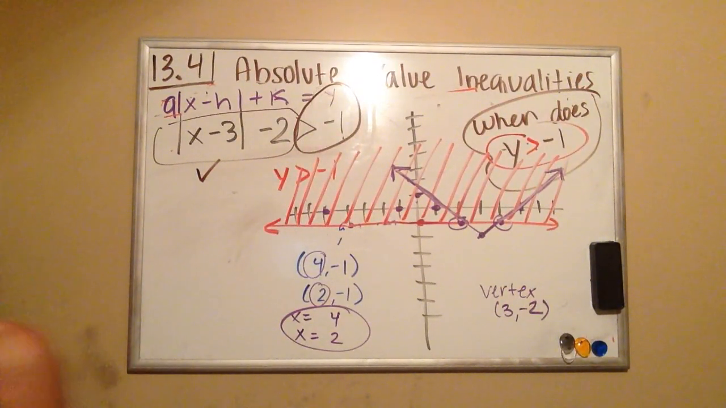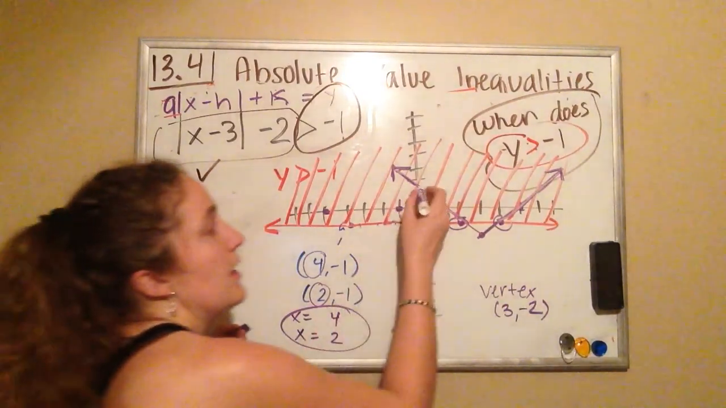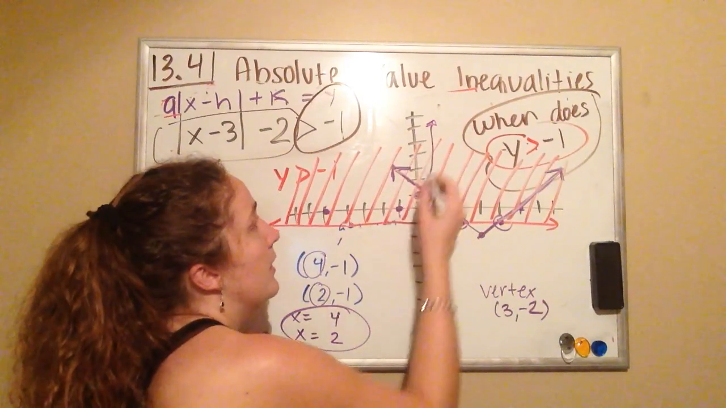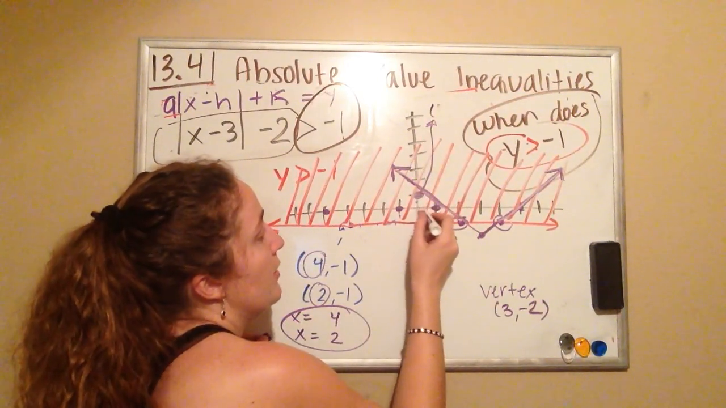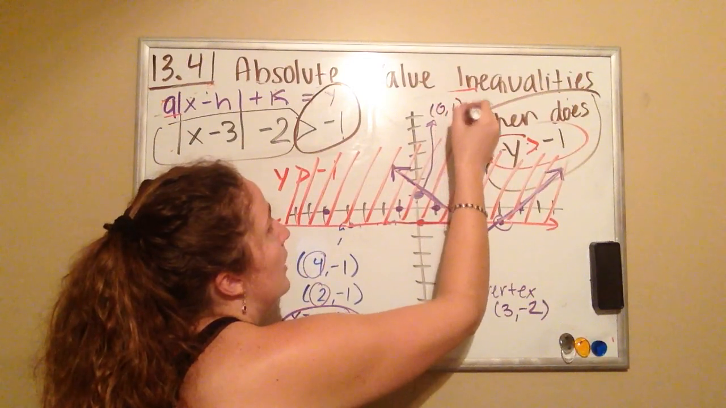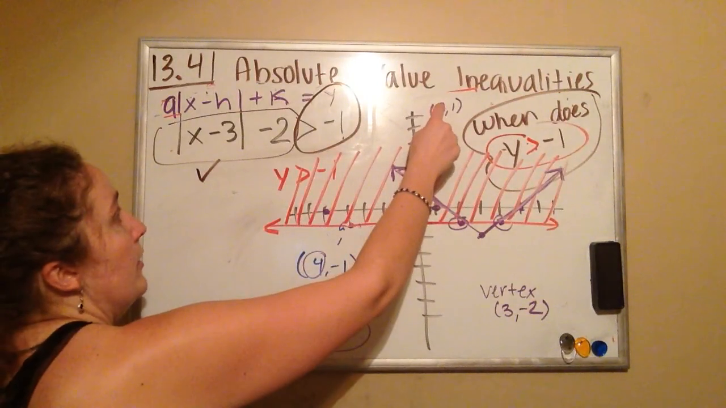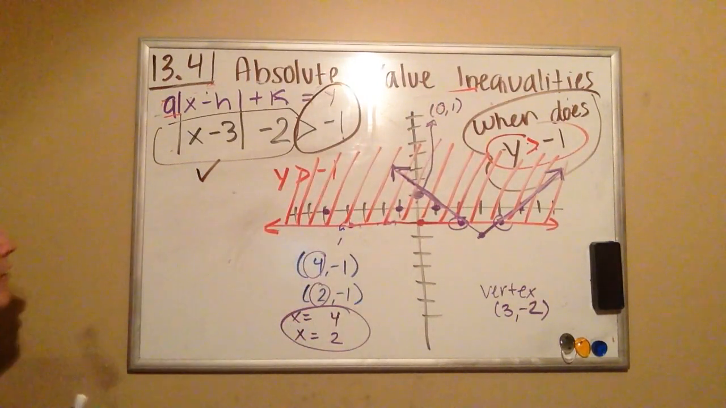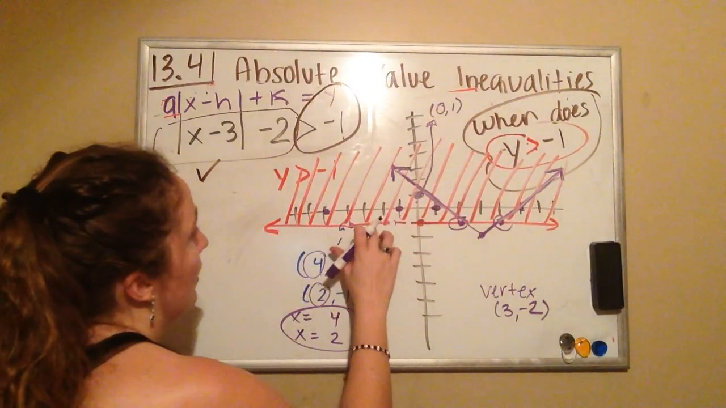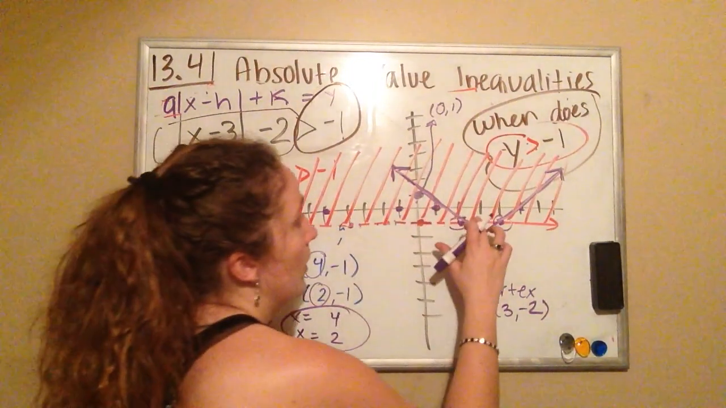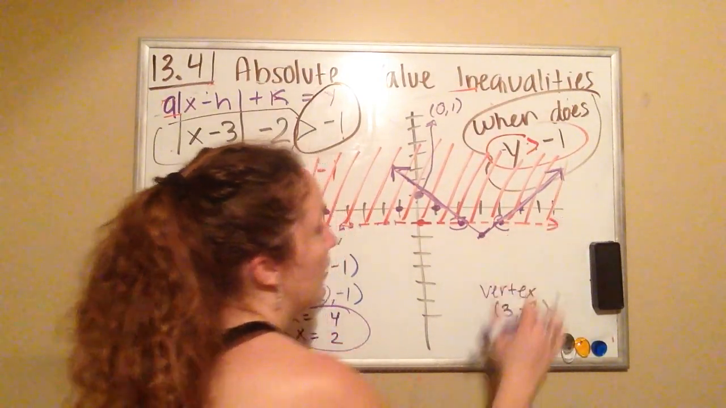So let's pick one of those and see if it actually worked. So right here, let's pick this point and see if it works. This point right here is 0, 1, 0, comma 1. So when x is 0, plug it in, see if it works. This should be a dashed line.